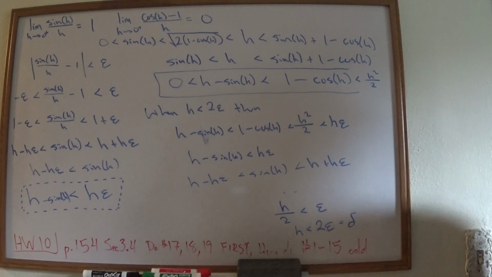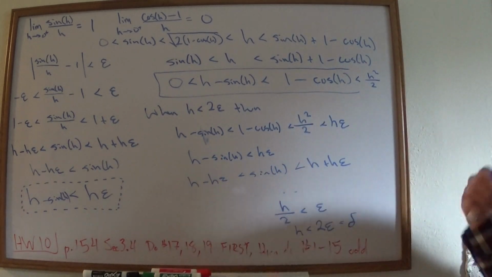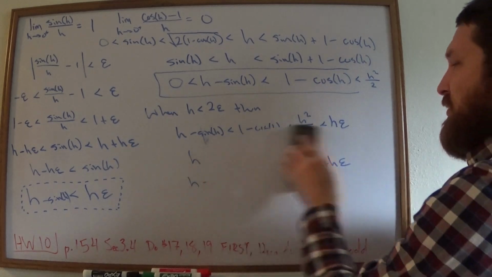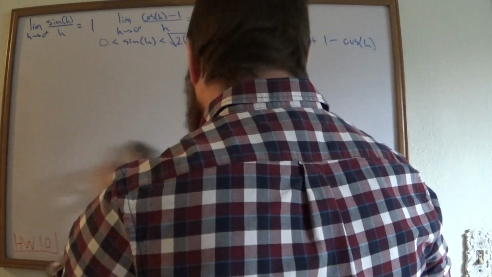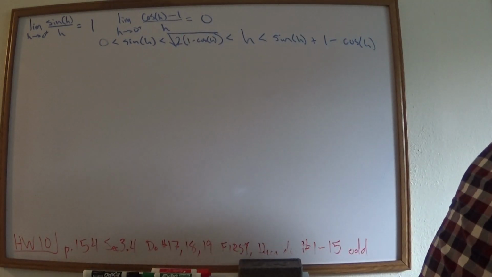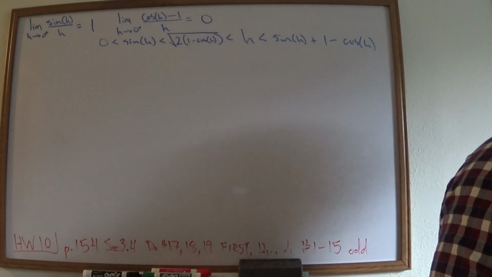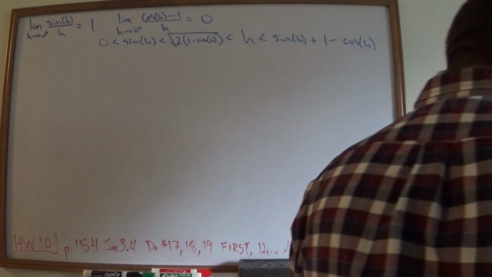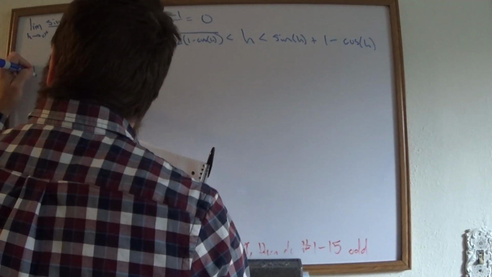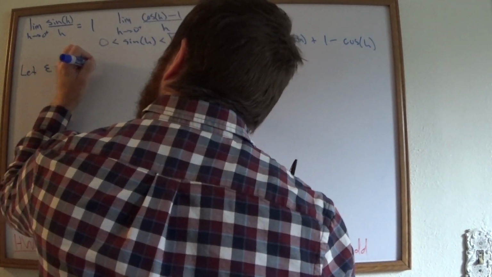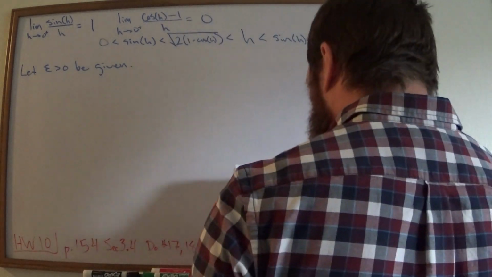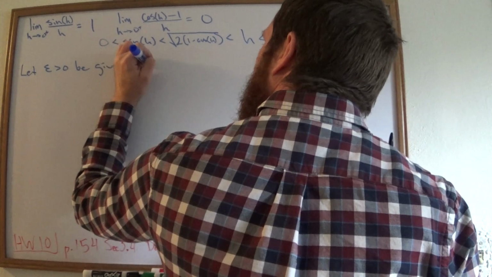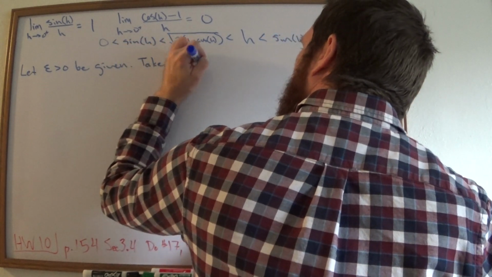That's cool. Okay, so now I'm going to work backwards really quick, just to make sure that it all adds up. Probably shouldn't have erased all that. Oh well. We're going to pretend we didn't erase all that stuff that we had. So, let epsilon be given. Okay, so you gave me some number, 0.0001. I said, okay then. Then take delta equal to 2 epsilon.